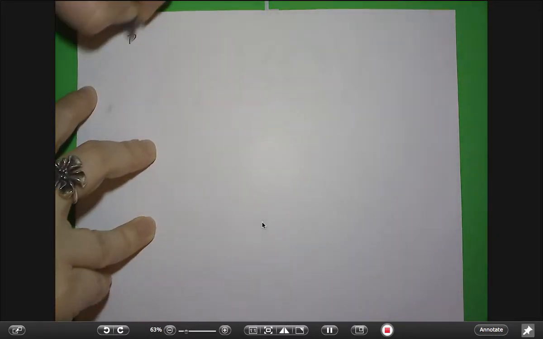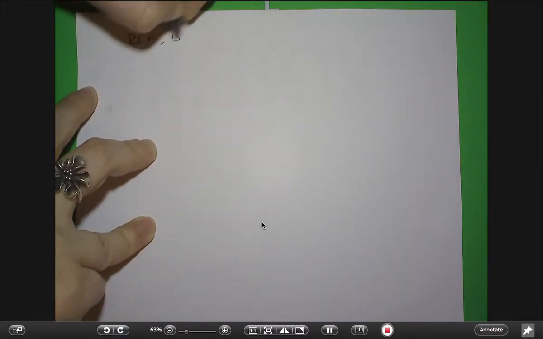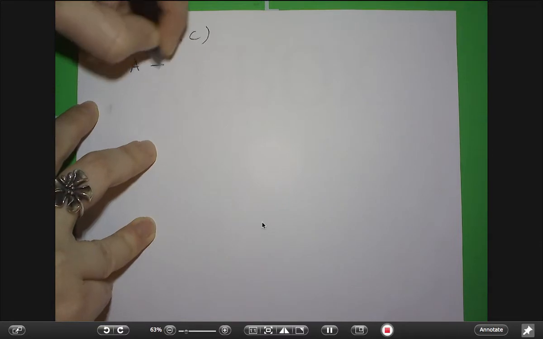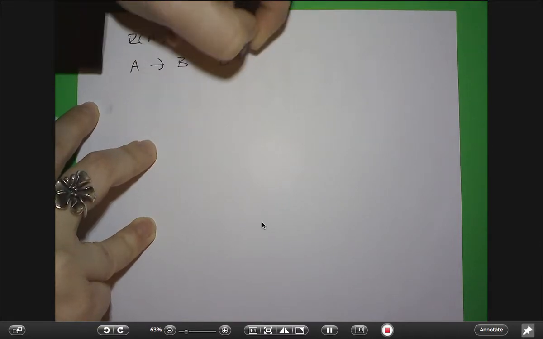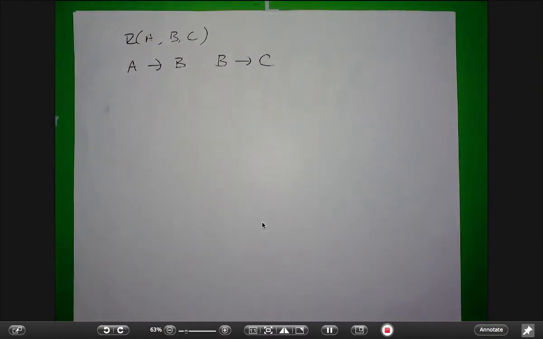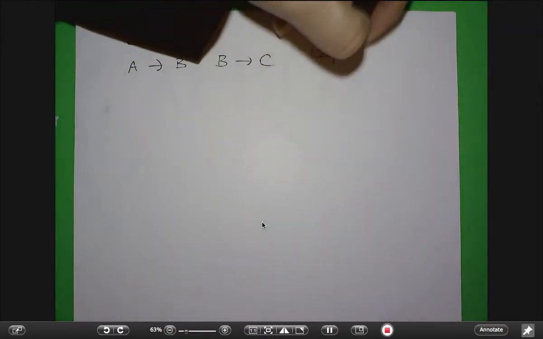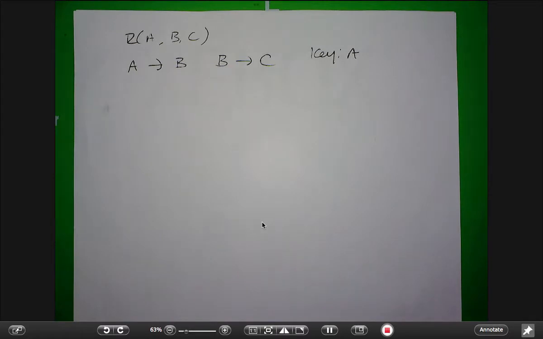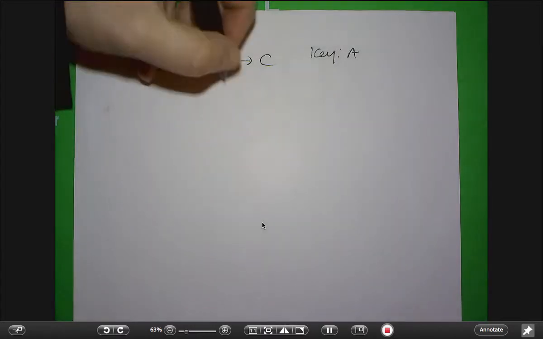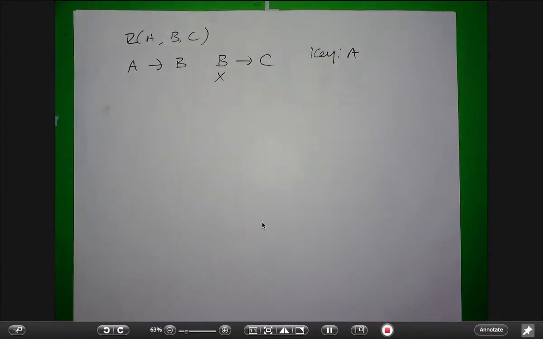So let's say I have this very simple relation. A implies B, B implies C. The key for this relation is A. It is not in Boyce-Codd normal form because of B implies C, right? So this violates it because B is not a super key.